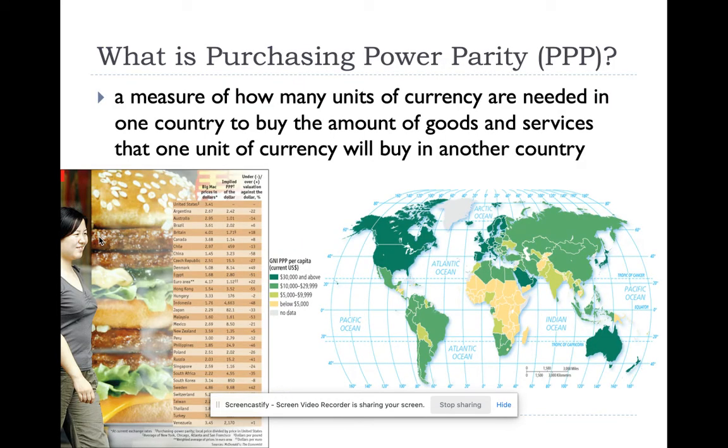Another important piece is PPP, right? You'll see that in your vocabulary section as well, right? What is purchasing power parity, right? And that is basically an inflationary measure, right? So it's a measure of how many units of currency are needed in one country to buy the amount of goods and services that one unit of currency will buy in another country. So it's how much bang you can get for your buck, right? It is how many items of something you can get for a set amount of money in one country compared to another country, right? And sometimes they'll use the Big Mac index, how much money it takes to buy a given number of Big Macs from one country to the next.